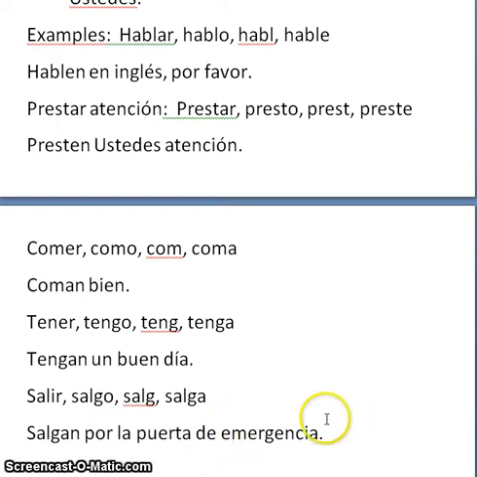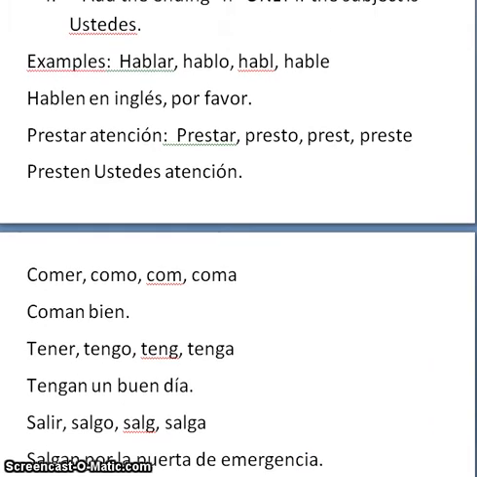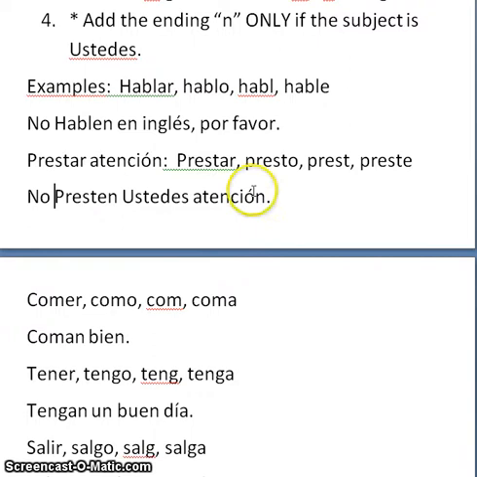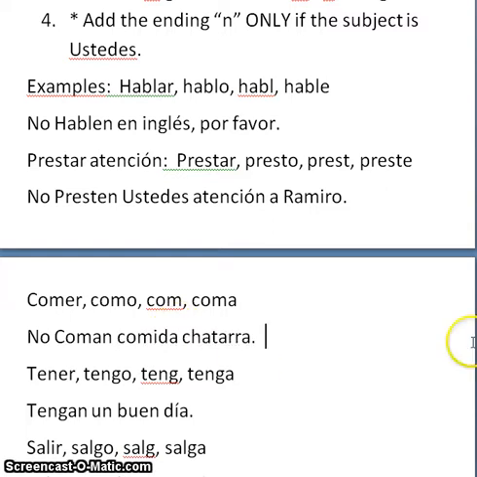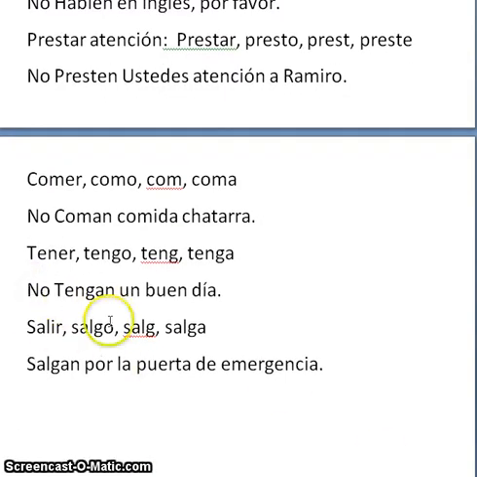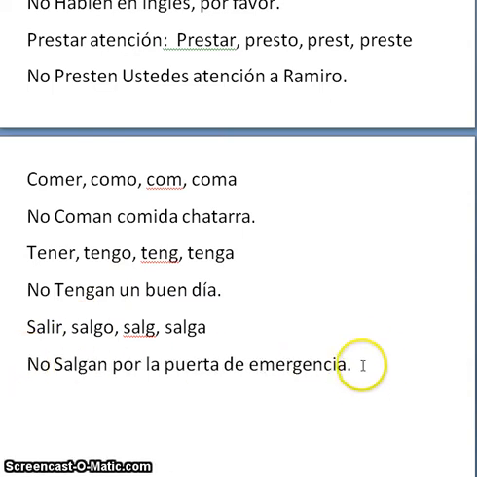See how that worked? All right, so what if we want to make these sentences negative? The formal commands are really great because all you have to do is put the word no in front. No hablen en inglés, por favor. No presten ustedes atención a Ramiro. No coman comida chatarra. ¿Cómo se dice comida chatarra en inglés? Comida chatarra is junk food. No tengan un buen día. Wow, I wouldn't say that to anybody. And last one. No salgan por la puerta de emergencia. See how that worked? All right, so it's really easy.